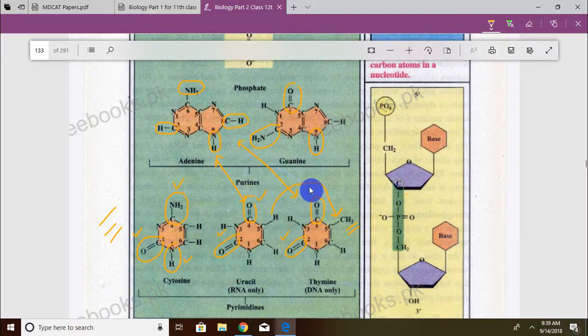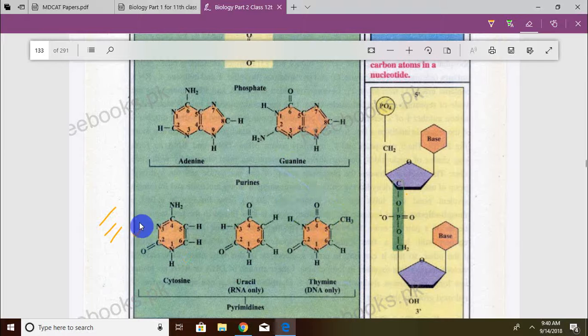On the basis of remembering this from A levels, if you are given this structure and they're asking you what it is, you can easily see it's double ringed, so this has to be one of the purines. It's either adenine or it's guanine.